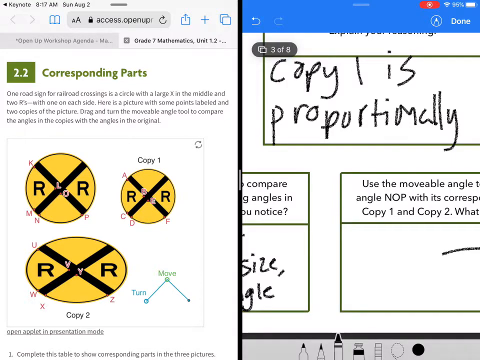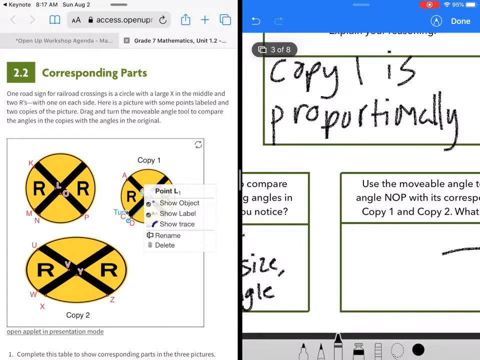So if I mess up my points, I'm just going to hit the little double arrow thing, NOP. So I've got it on NOP. So now I want to check copy 1. So I want to hook it around that E. And the angle is exactly the same size in copy 1. In copy 2, the angle is smaller.